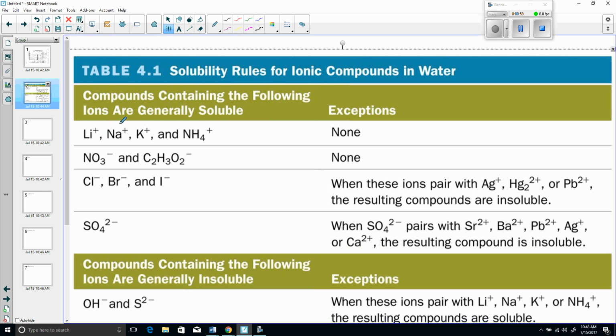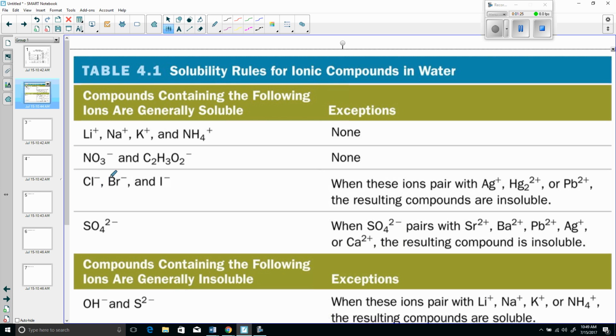Here we have lithium, sodium, potassium, and ammonium, but there are no exceptions. What are the exceptions? None. There are no exceptions, so these are always soluble. Same thing here: nitrate, and then you have your acetate. No exceptions. They are always soluble in water.